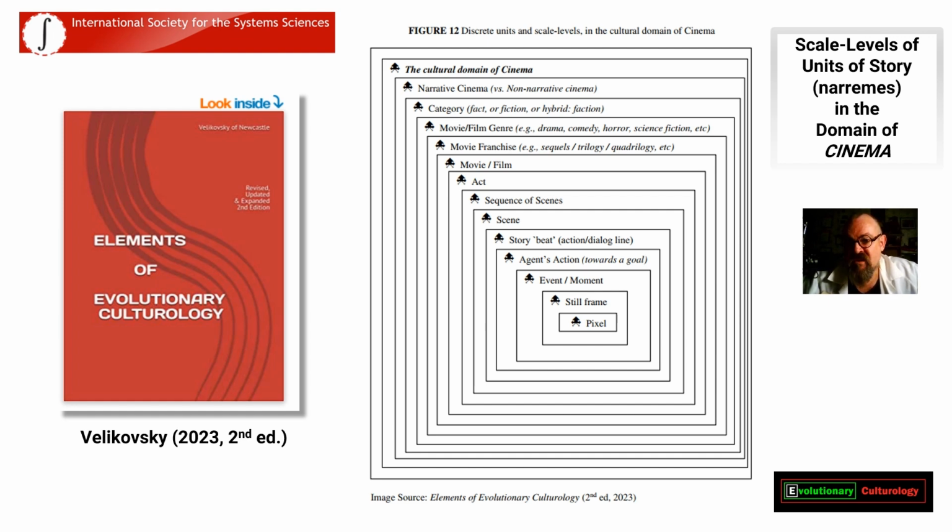Within that, movies or films or film movies, where they're both movies as business and films as art. So that's a portmanteau word. A movie is entertainment and a film is art, kind of thing. So film movie has a bit of both. Within that, 3 laws shows you've got your acts, sequences of scenes, story beats, agents, actions, events and moments, still frames and pixels, etc. So there's your units on your scale levels. Measure and count those using mathematical tricks. Next, 3 laws lens.